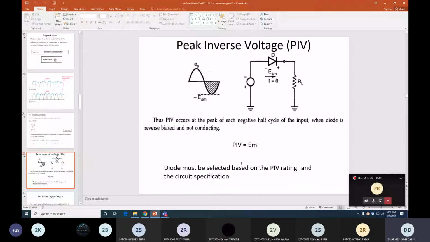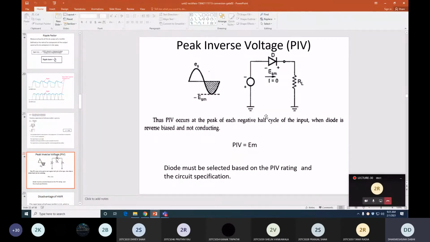And this is the peak inverse voltage. Peak inverse voltage is nothing but the maximum reverse voltage that appears across the diode. As we know, during the negative half cycle of your supply in the half wave rectifier, your diode is reverse biased and reverse voltage comes across the diode. The maximum magnitude of this reverse voltage is called the peak inverse voltage. Based on this peak inverse voltage, we select the diode in your half wave or full wave rectifier.